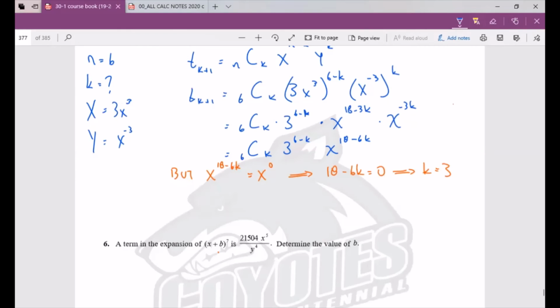So now we can go back to our k is equal to 3. So this is now T4 that we're trying to find. 6c3 times 3 cubed times x to the 18 minus 6 times 3. 6c3 is 20. 3 cubed is 27. x to the 0. Therefore, T4 is equal to 540.